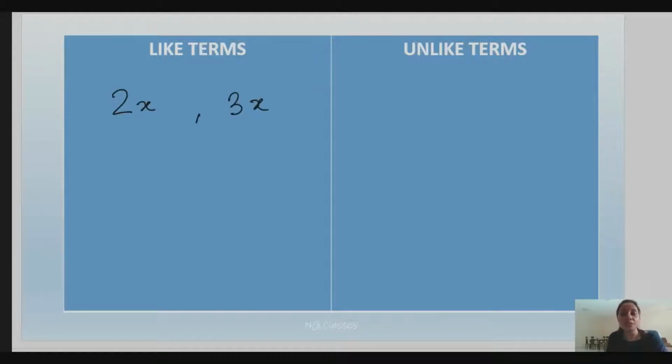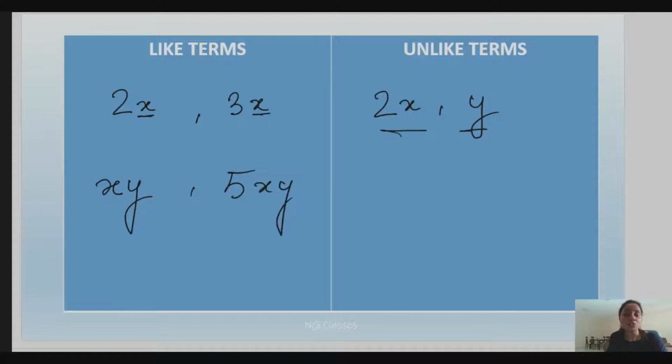How we will decide whether it's like or unlike term? According to the variable. If exactly same variable we are having, then we can say these two terms are like terms. Suppose if I am writing twice of x and y, these two are not like terms. The variables are not same. Or if I am writing xy and 5xy, these two are also like terms. What are the variable I am having for the first term? xy. And the second term contains the variable xy only. That's why these two are like terms.